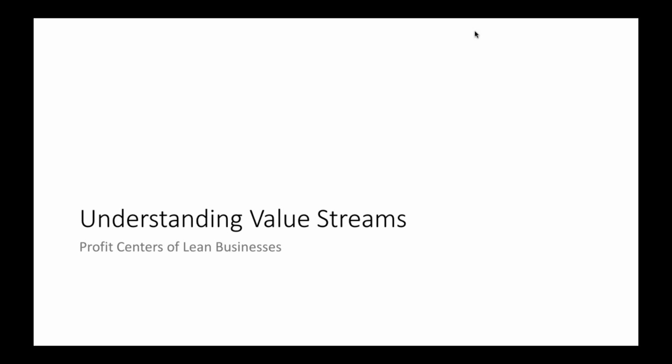From a financial viewpoint, it's important to understand that value streams are the profit centers of lean businesses. It's not business units, it's not departments, it's not products, it's value streams. The reason being is we flow the work through the value stream to satisfy our customers and create value. So I want to spend a little bit of time explaining value streams. This is primarily intended for people who may not be familiar with value streams or just getting started with lean. But it's important to understand value streams so you understand the concept of the value stream income statement.